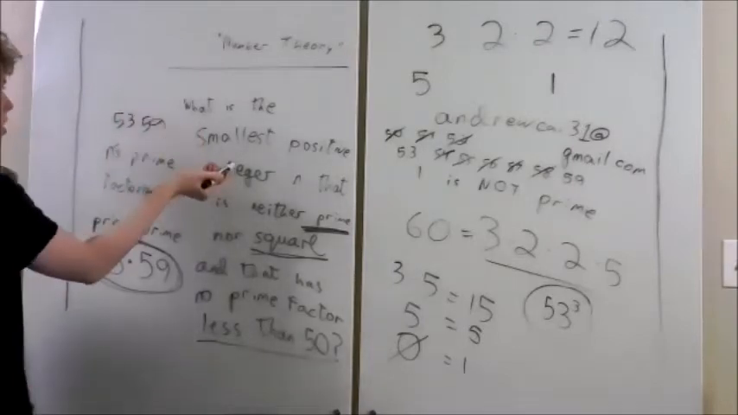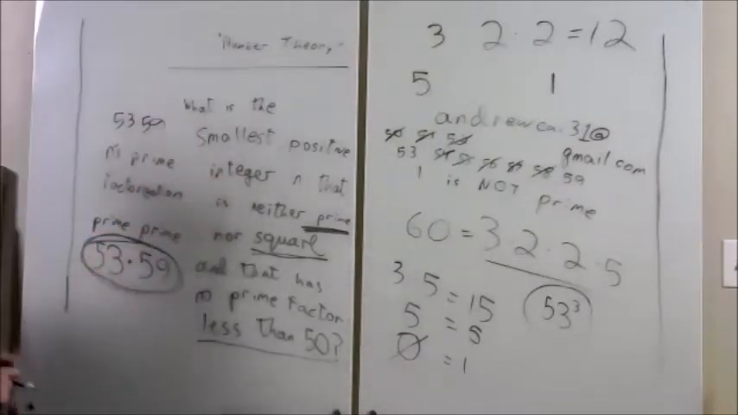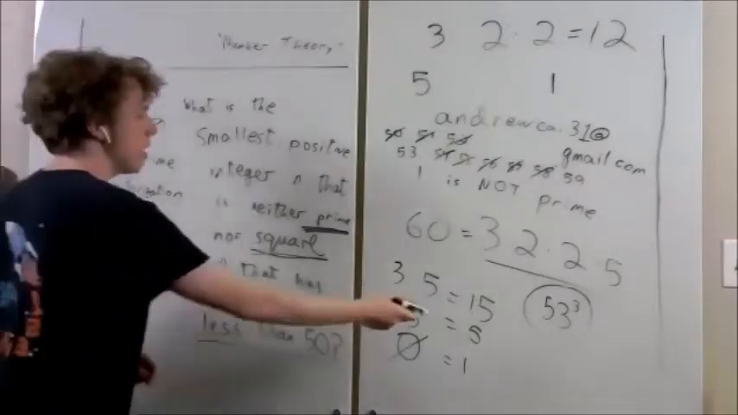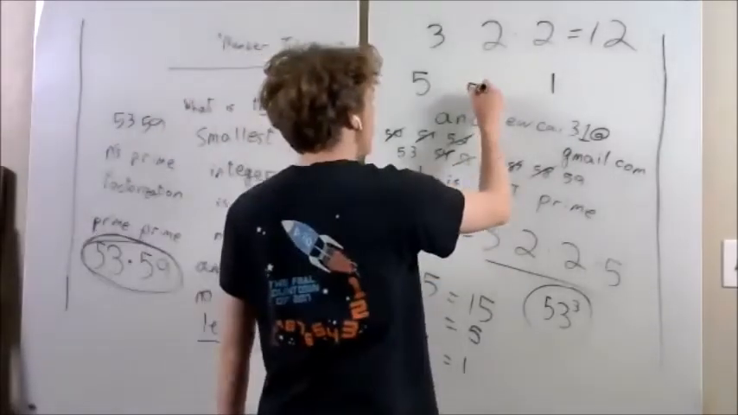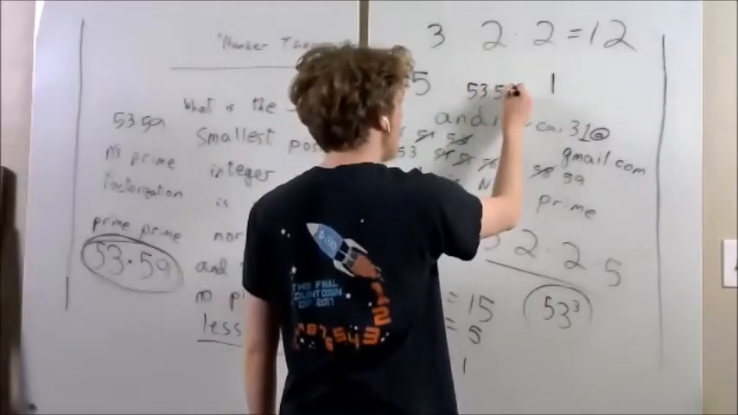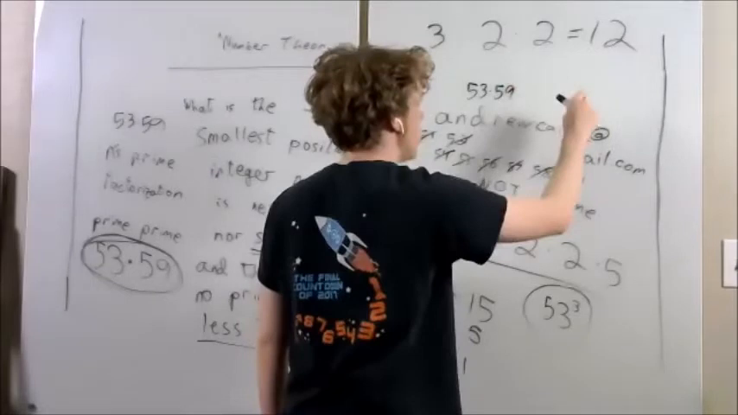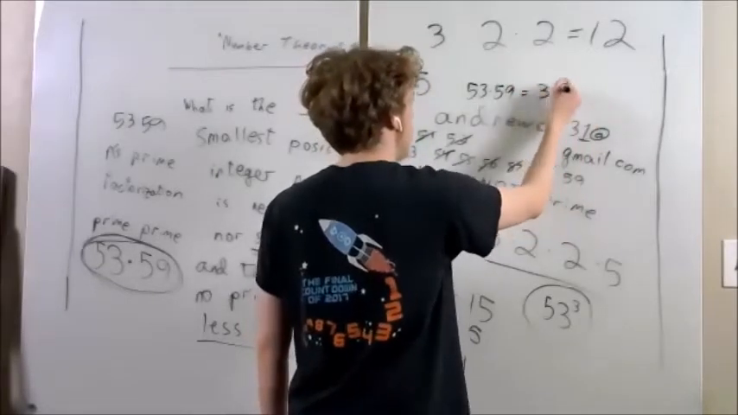It's not prime. It's not a square. It has no prime number factor less than 50. So this number, 53 times 59, since it's less than anything you'd get the other way, is the answer. So the answer is 53 times 59, and then, just, how to multiply numbers. This is 3,127.